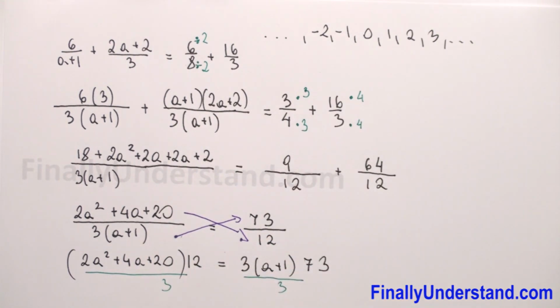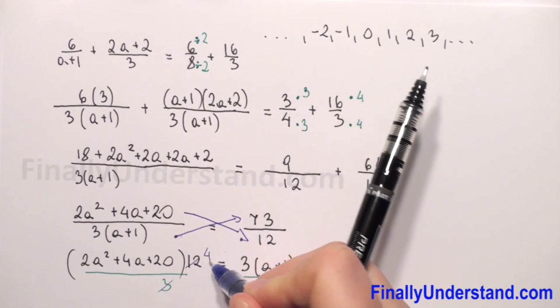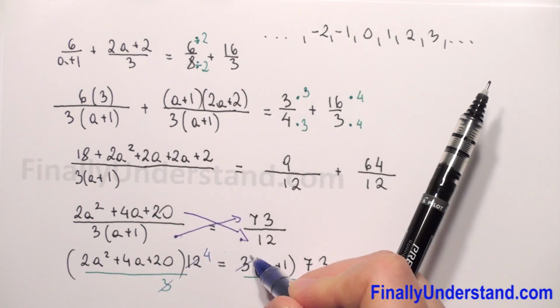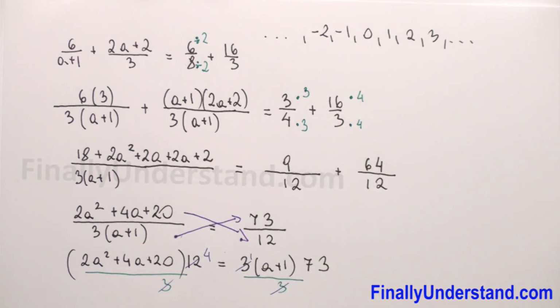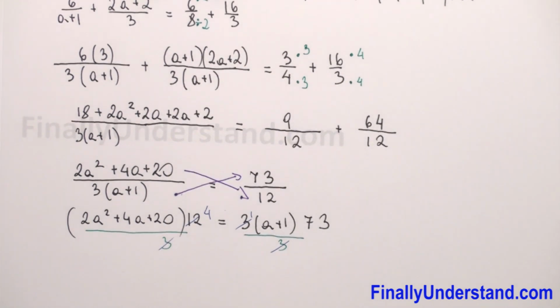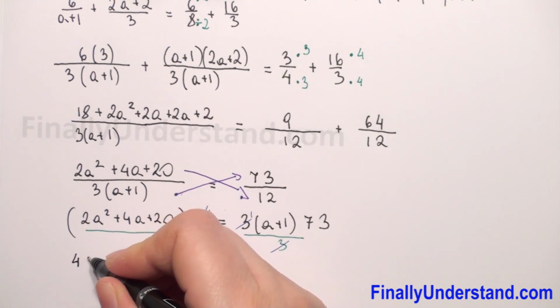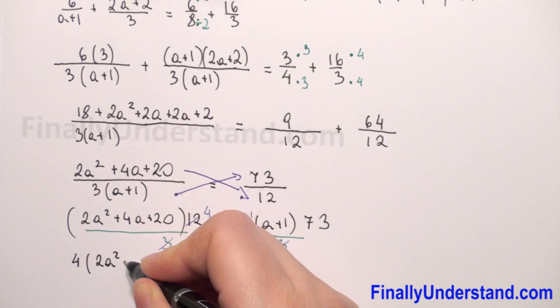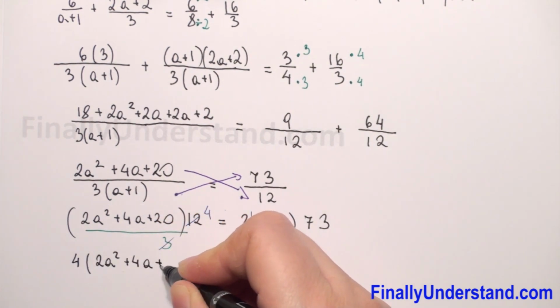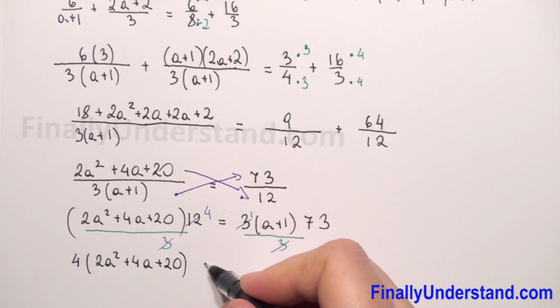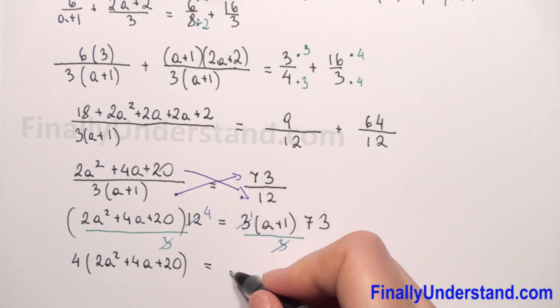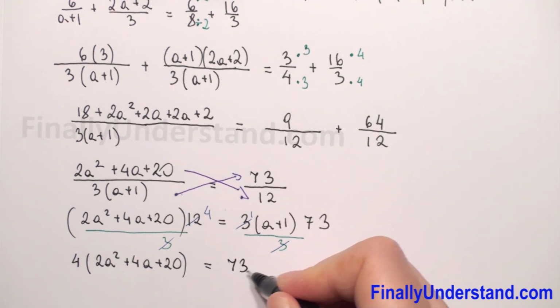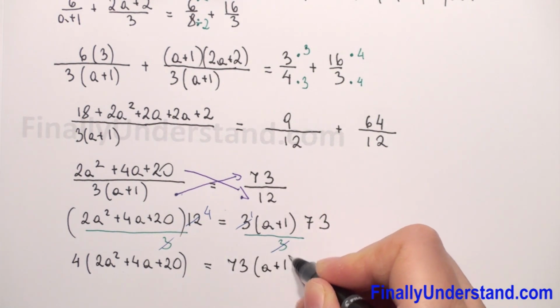12. We can reduce with 3. Will be 4, and 3 with 3 will be 1. So now we have, let's put first number 4 times 2a squared plus 4a plus 20. This is equal, we have 73 times a plus 1.